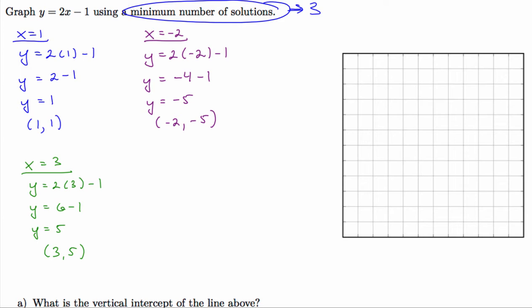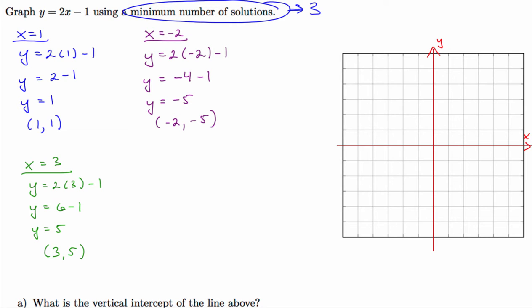To begin graphing this, I'm going to use a ruler to draw the y-axis and the x-axis. I'm then going to put arrows on at least the positive ends of the y-axis and the x-axis. I'm also going to label the y-axis with a y and the x-axis with an x. And probably the most important thing is to make sure I put the scales.